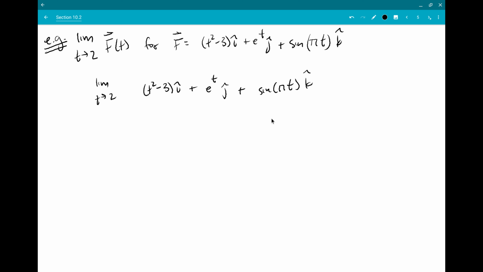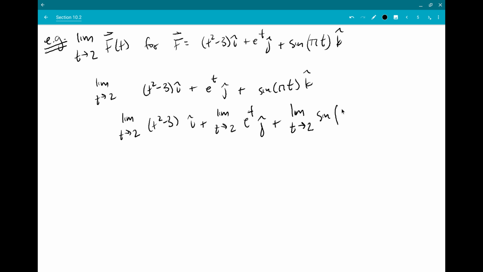The rule for vectors is almost always going to be that the i, j, and k stuff all act independently of each other. So this is going to be the limit as t goes to 2 of t squared minus 3 i hat, plus the limit as t goes to 2 of e to the t j hat, plus the limit as t goes to 2 of sine pi t k hat.